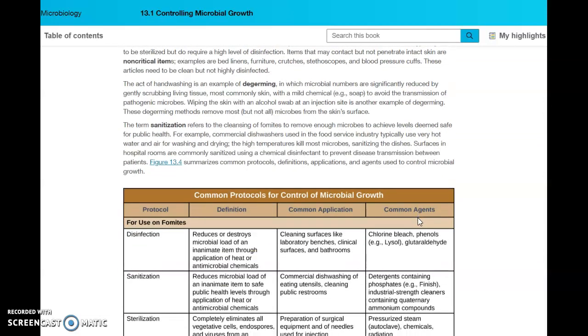Degerming is when we scrub living tissue. So, hand washing. When surgeons get ready to go into surgery, you see them at their scrub sink scrubbing their hands, scrubbing their arms. That is degerming. We're using some type of soap that helps to kill microbes, but also the process of degerming physically removes microbes from the surface.